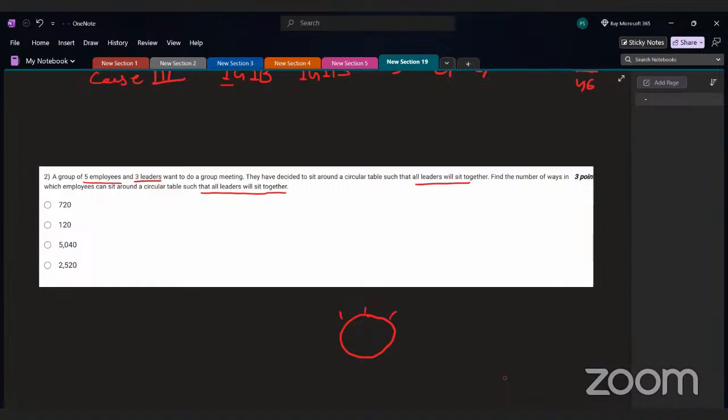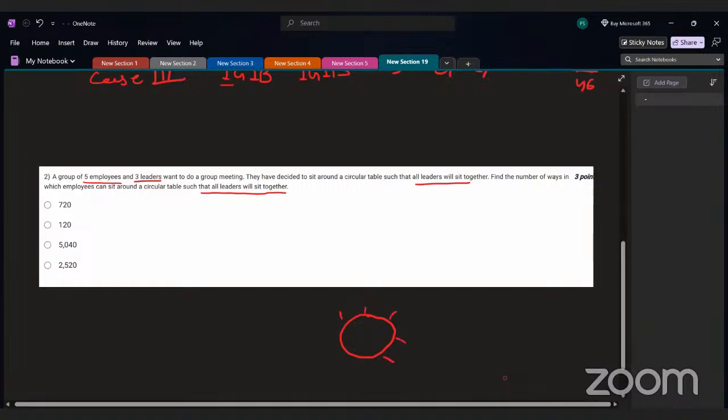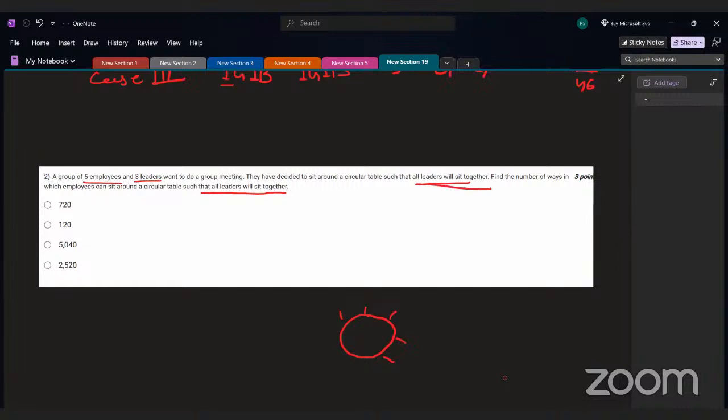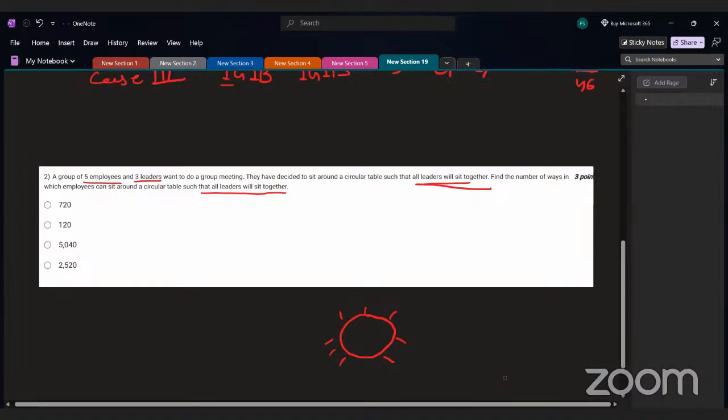One, two, three, four, and five. Okay. And now we have got 3 leaders, but what constraint we have got? All of them should be sitting together. So what we will do, we will treat these three as a single entity. So around a circular table, how many entities we have got?